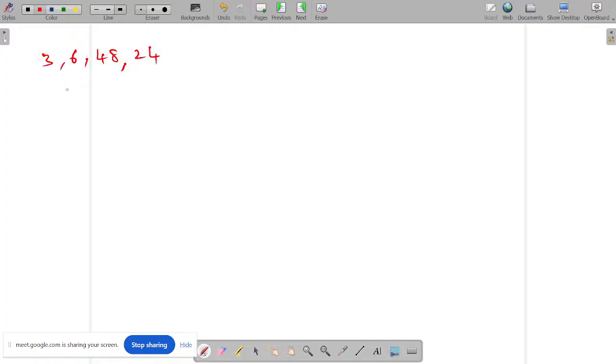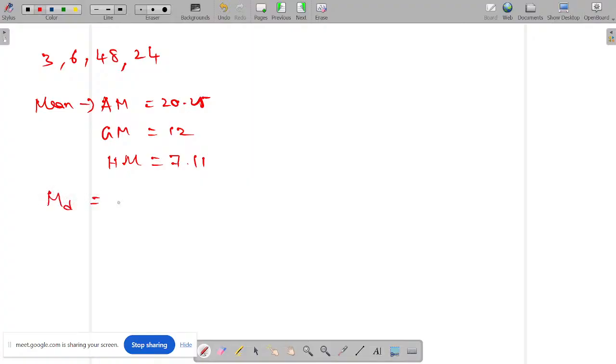Already we have found the mean values. Can you help me out with the mean values? Arithmetic mean, I think 20.25. Geometric mean 15, no? 12, no? Okay. Harmonic mean? Then median? 15, I think. Median is 15. Mode? Actually, it was ill-defined, so we went for the empirical relationship. Now we go for finding absolute measure and relative measure for dispersion.